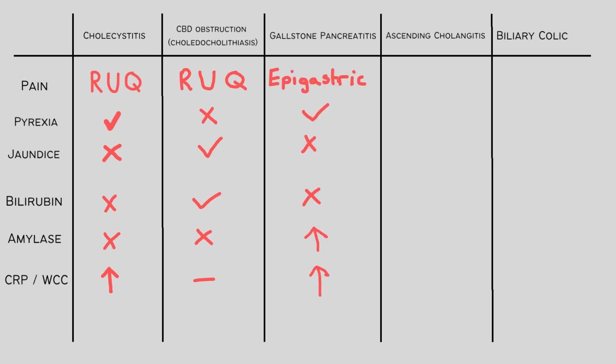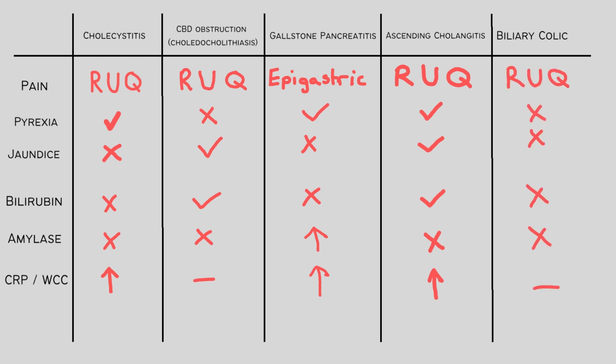In gallstone pancreatitis, the pain may radiate more from the epigastric region. We would expect the patient to be pyrexic and have raised inflammatory markers due to inflammation. However, there is no common bile duct blockage, therefore no raised bilirubin or jaundice. Remember, ascending cholangitis is infection and obstruction of the bile duct. Therefore, we can expect the patient to be pyrexic, potentially jaundiced, have raised bilirubin and inflammatory markers. With biliary colic, we expect to see pain, but no other signs of blockage, inflammation, or infection.